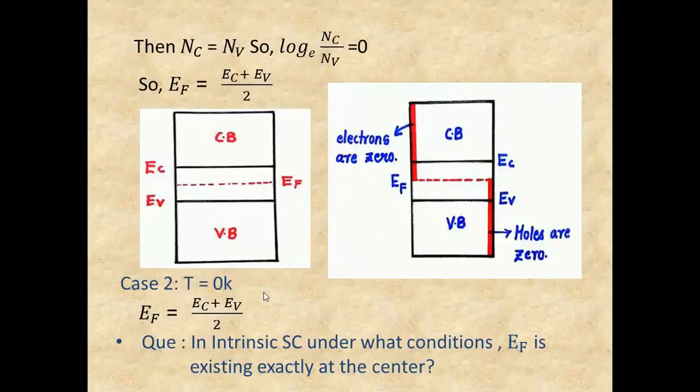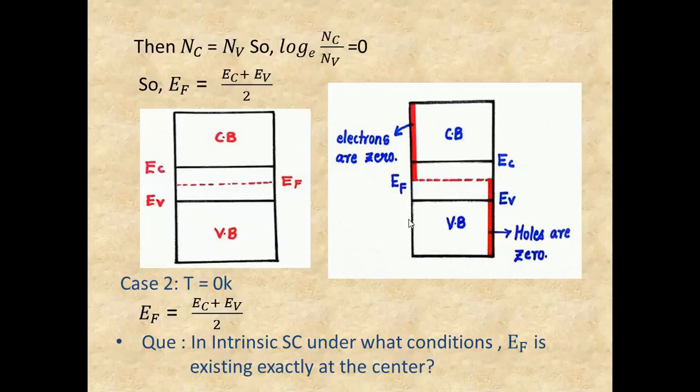So when you assume both are equal, then of course N base C is equal to N base V, and when you take log it will become 0. So finally your Fermi energy will be this. This indicates that the Fermi level is exactly at the center of the energy gap. You see in this figure, it's almost at the center. In the other figure, it's telling about the concentration of electrons and holes and the Fermi level existence. This red thing indicates the presence of electrons and holes, which are almost equal.